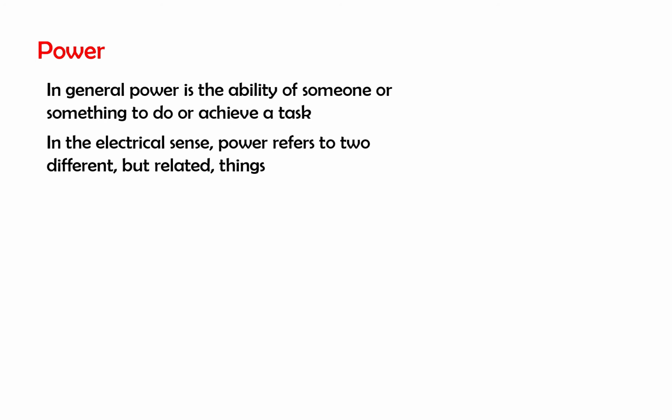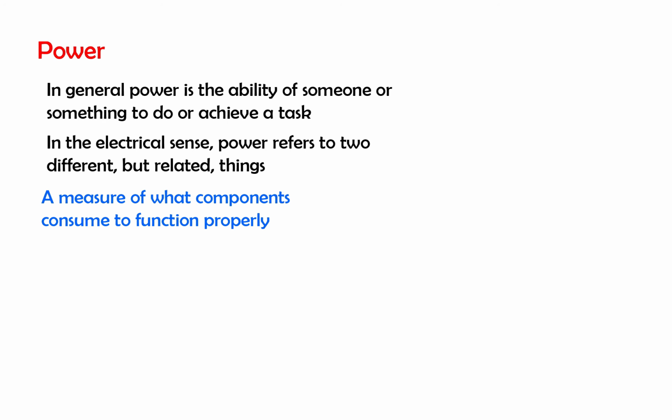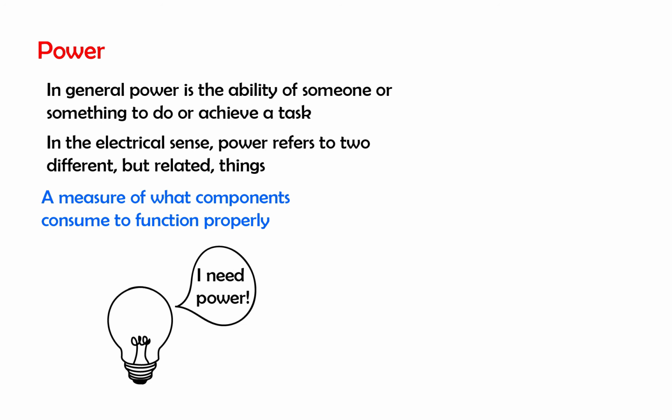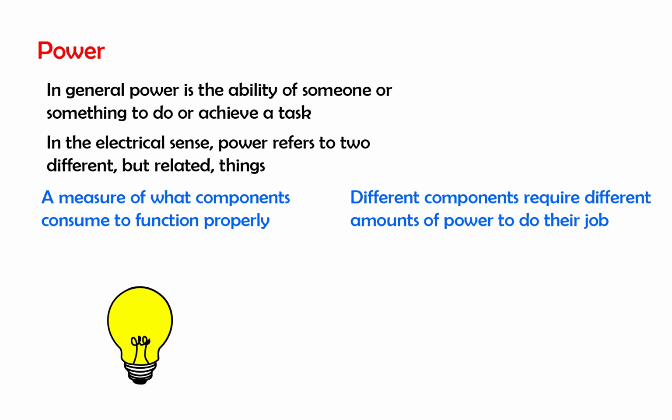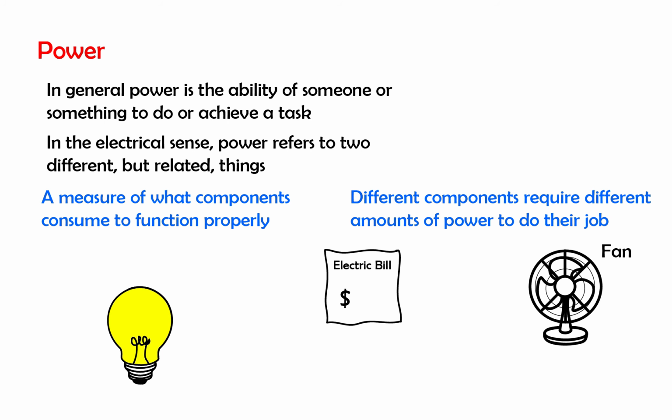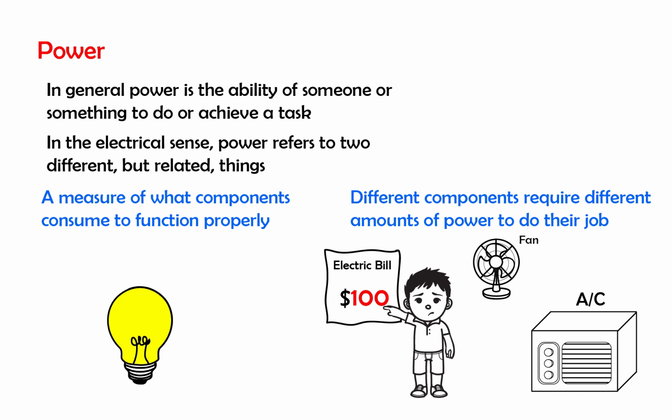First, power is the measure of what components consume to function properly. A light bulb requires a specific amount of power to illuminate your room. Different components require different amounts of power to do their job. We can see this effect with our electric bill. If we leave a fan on the whole month, we will receive a lower electric bill than if we leave the AC on for the same period of time. This is because the AC requires more power to function than a fan.